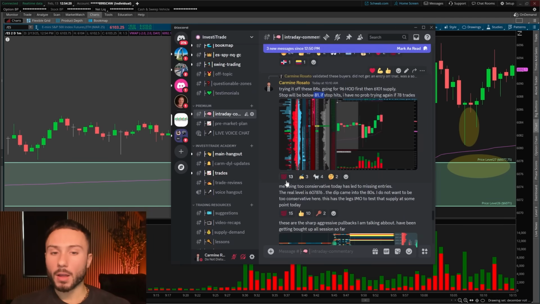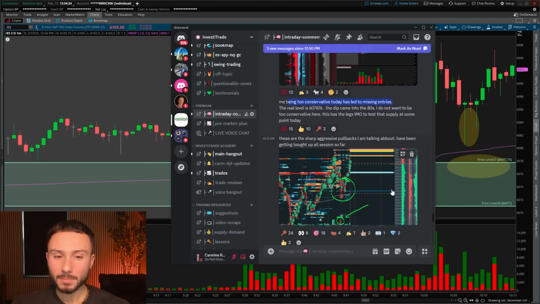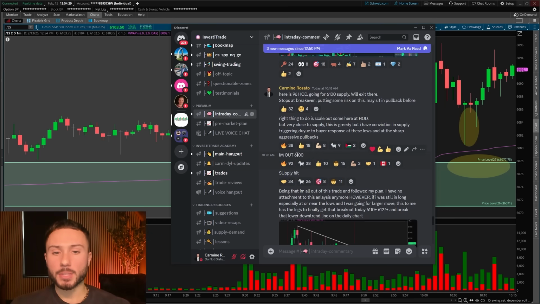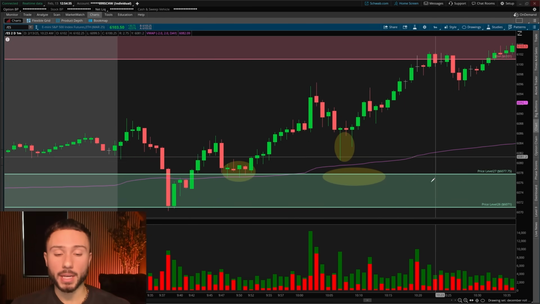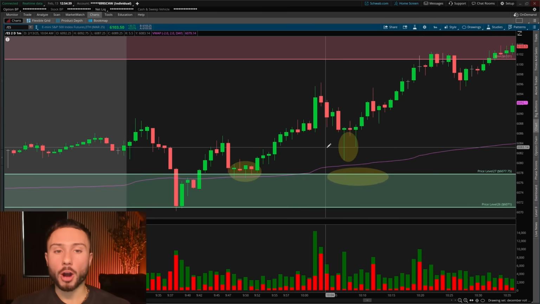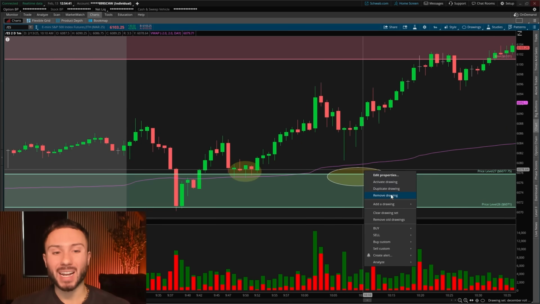So I get long. Like I said, I was too conservative and I was missing entries earlier. The market sharply and aggressively pulls back into this, and then the supply level hit, and I got all out of that trade at the 6100s. And it was just simply off that analysis, simple and clean, longing sharp, aggressive pullbacks lower. It's been a common theme.